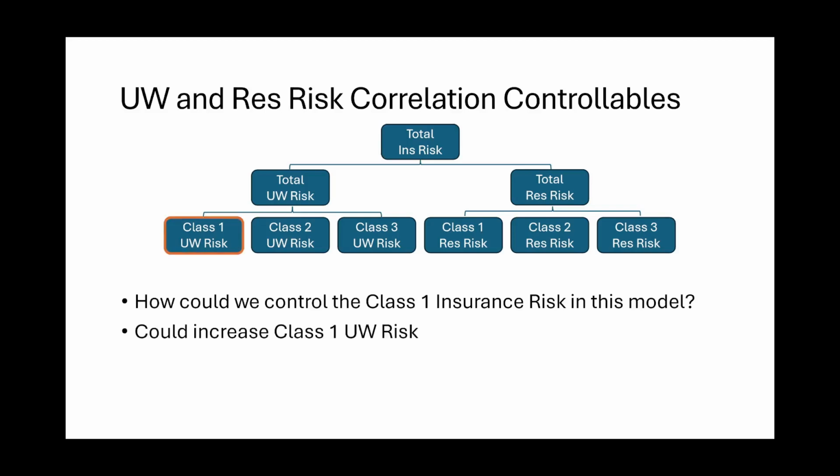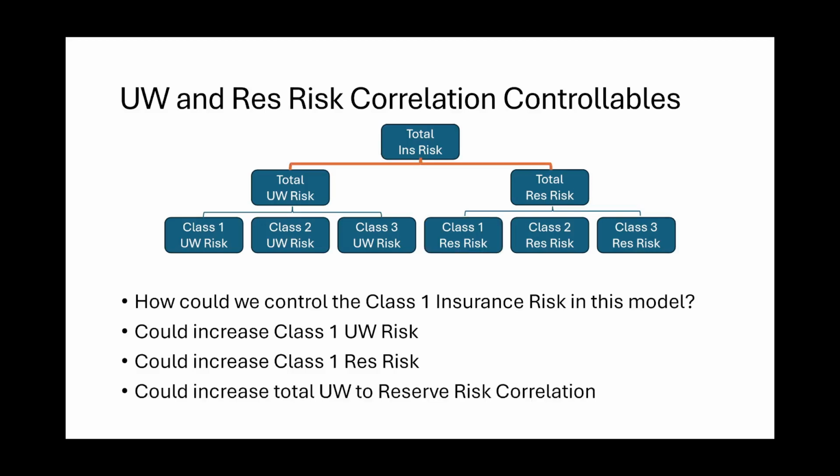I could change class 1's underwriting risk, but I've never had to do that before with these other controllables. I've not had to change the actual underlying distributions before, so that's new. Or I could change the reserve risk, but that's the same problem. I could dial up this correlation between total underwriting risk and total reserve risk, but that's going to have all sorts of knock-on effects, because that's going to change the correlation that all the other classes inherit. So I'm going to end up changing insurance risk for all the classes, not just class 1. And so I would say in this example, class 1's insurance risk is not easily controllable.